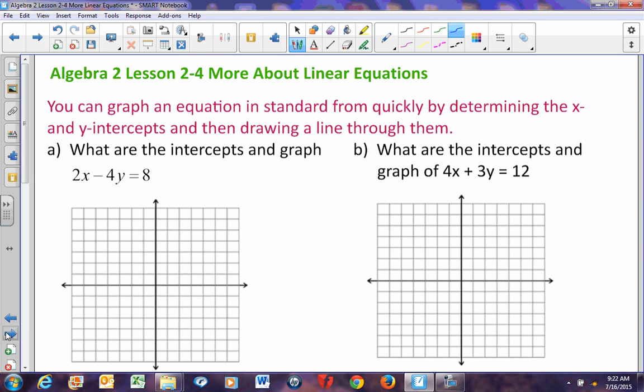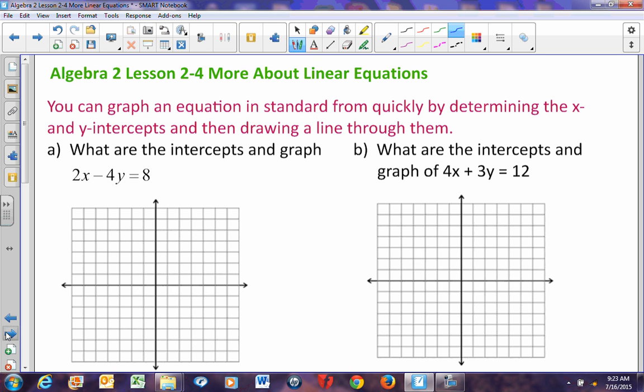Now, graphing equations in standard form can be very simple if the intercepts are easy to find. Remember, the x-intercept is the x-coordinate where the line crosses the x-axis, and the y-intercept is the y-coordinate where the line crosses the y-axis. Okay?